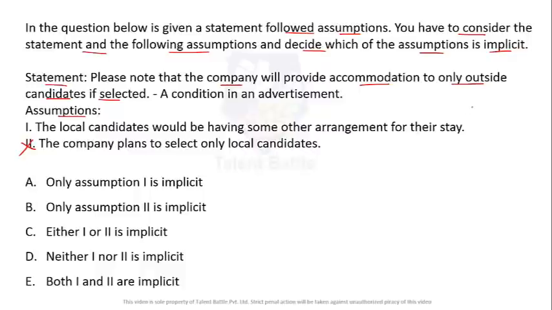So this assumption is implicit, because it has two meanings: that the company may not provide accommodation and local candidates have to arrange on their own, or the company, instead of giving accommodation, can give some other arrangement, like a housing allowance or give them contacts or something like that. So in both cases, both things can be inferred from the given statement. So only assumption one is implicit.